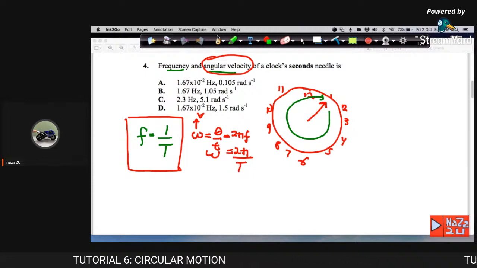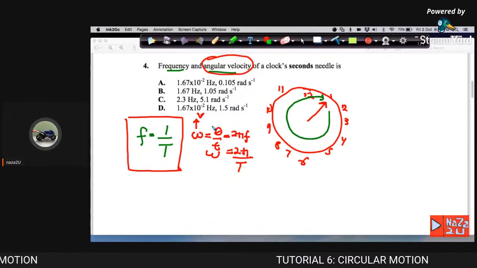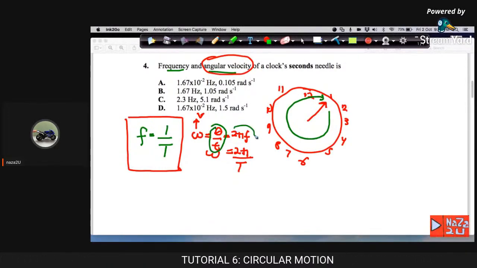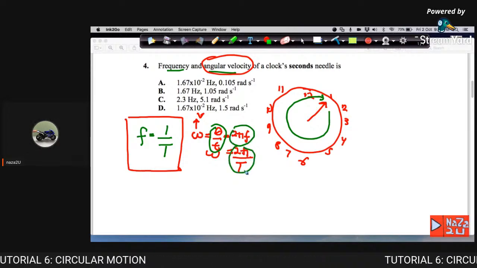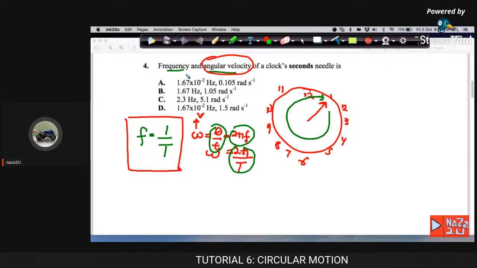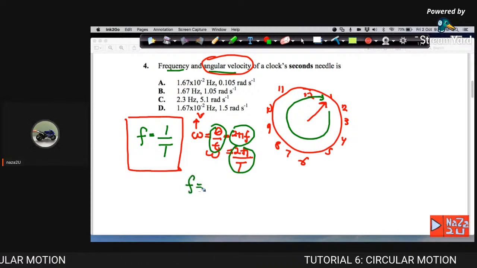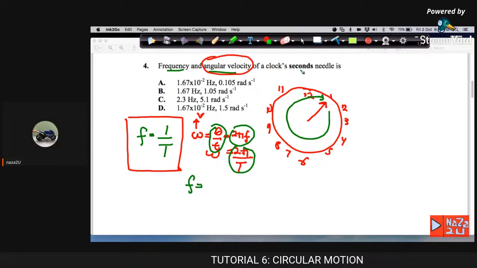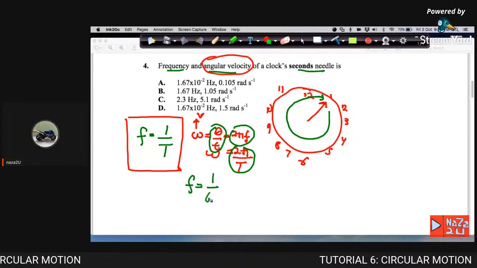So here, you can use the equation for the omega. We have theta over t, we have 2 pi f, or 2 pi divided by the period T. Now the question asks you to calculate the first, the frequency. One complete circle for the second needle means one complete revolution is 60 seconds. The period is 60 seconds.